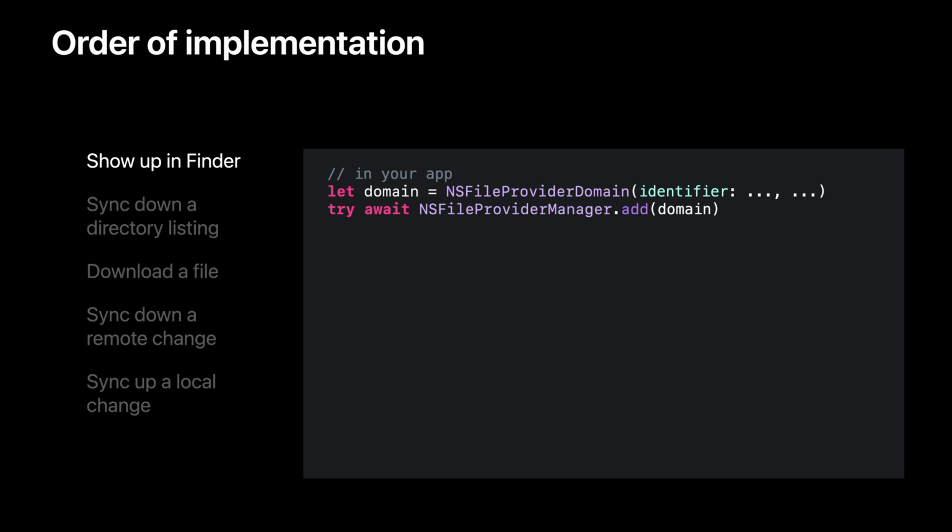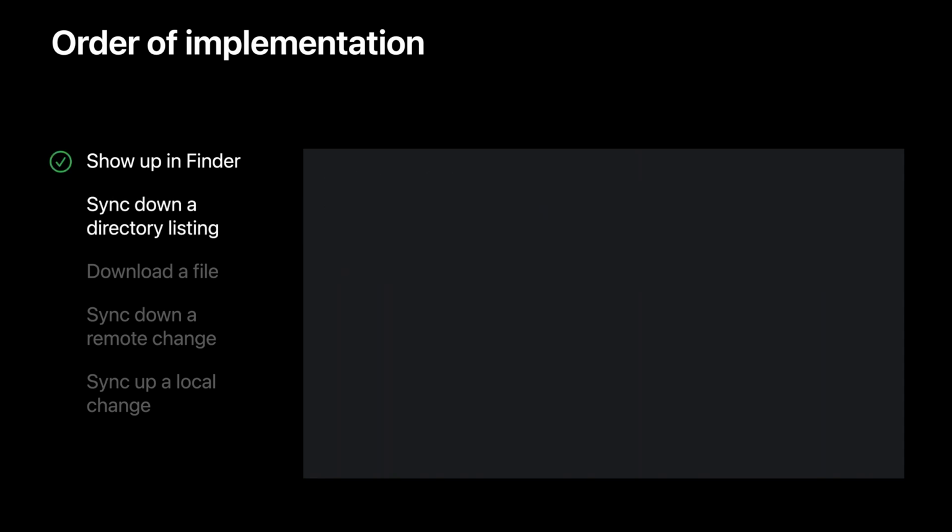Each domain has a unique identifier, and to make it show up, you create a new instance and add it via the manager object. You can also remove a domain. You'd usually do this when the user logs out, but it's also going to be useful during your initial development and testing. With the domain showing up in Finder, the system will request enumeration of items as soon as you navigate to the entry. So let's implement that next.